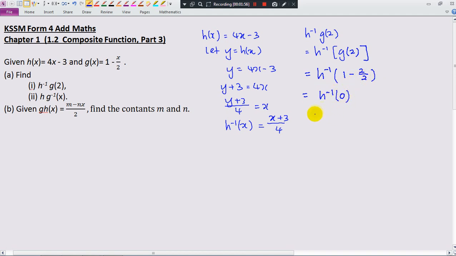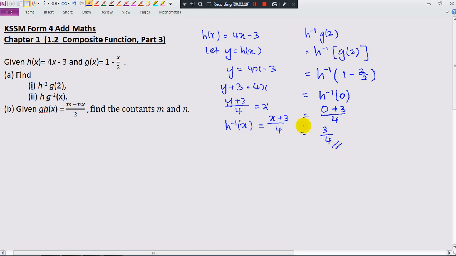0. Okay, now we have the inverse function for h. We can use this one to help us get this value. h inverse of x is equal to x plus 3 over 4. So now this is 0. It will become 0 plus 3 over 4, which will give you the answer of 3 over 4.